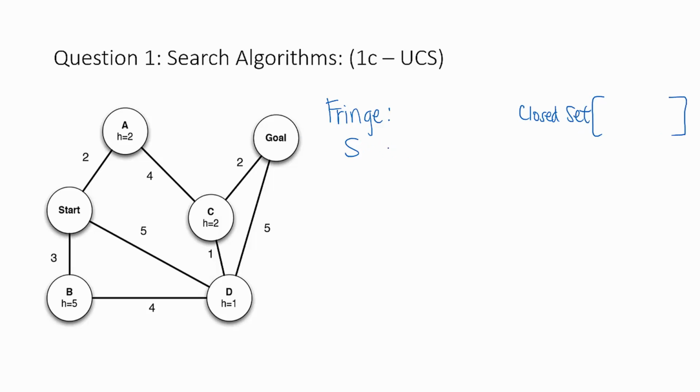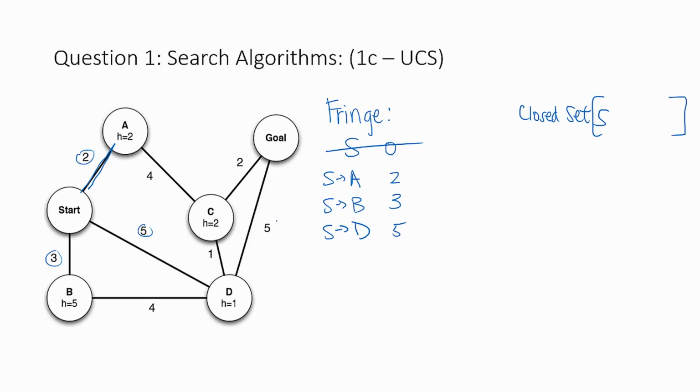Okay, so I guess we can put here that the backward cost of this path is 0, right? It takes 0 cost to get from the start to the start. So let's pop that off. Let's put S's successors on the fringe, which are S to A, S to B, and S to D. S goes in the closed set. Okay, so now what are the weights associated with these paths? Well, we have to look at the path cost. For S to A, for example, we have the cost of this edge, which is 2. So let's put 2 here. S to B, the weight is 3. Let's put 3. And S to D, the weight is 5.